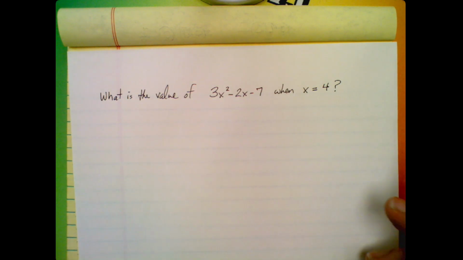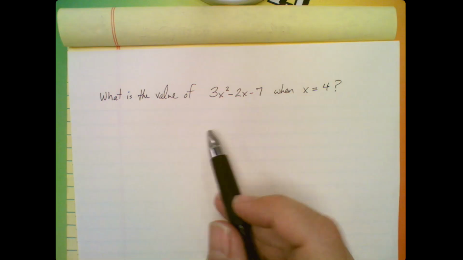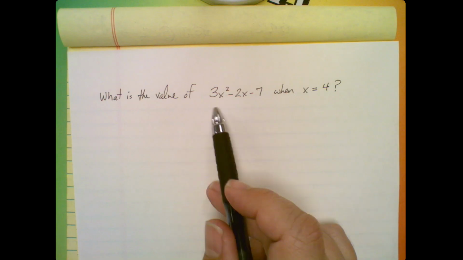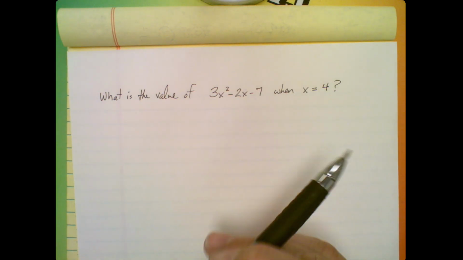So we're going to be talking a lot about polynomials in this class, which is probably not a surprise. You started talking about them in Algebra 1. We're going to be talking about them a lot more in Algebra 2. And one of the things that you might want to know is, is there an easier way to evaluate a polynomial for a given value of the variable?